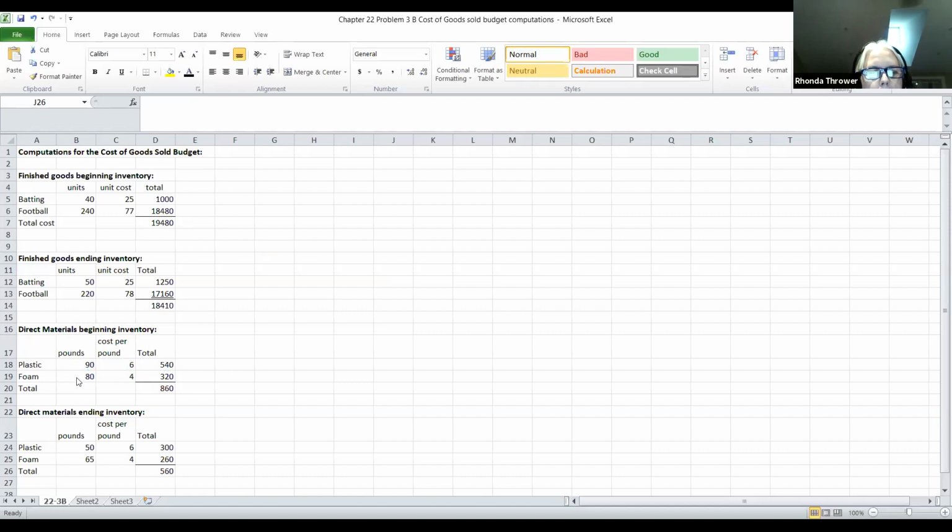For your foam, the beginning number of pounds was 80 pounds at a cost per pound of $4. This information was given. You're going to multiply that. It's going to give you $320. Add the two together and it will give you $860. We're going to pick up this $860 amount and put it in the direct materials beginning inventory on our cost of goods sold budget. So we'll stop sharing again.